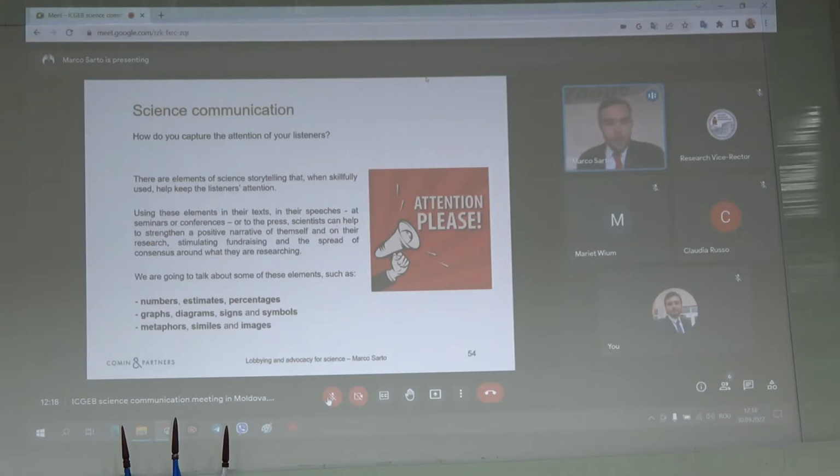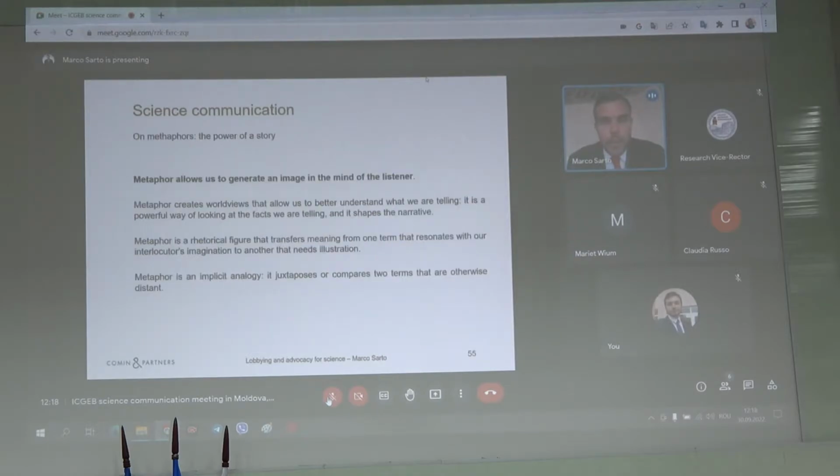And in the few minutes that we have left, I will try to tell you about some elements which are important in the communication of science, which are numbers, estimates, percentages, graphs, diagrams, signs, symbols, metaphors, similes, and images. And I'd love to talk about metaphors and images because telling a story is important, and telling stories is quite the most effective way to adopt a sound, good communication, because we may say that metaphors allow us, for example, to generate an image in the mind of the listener.